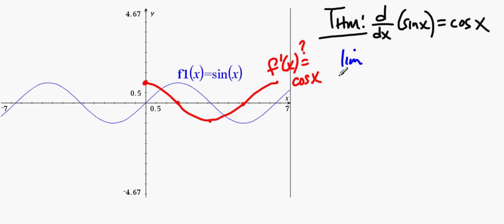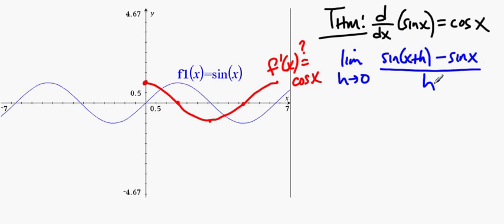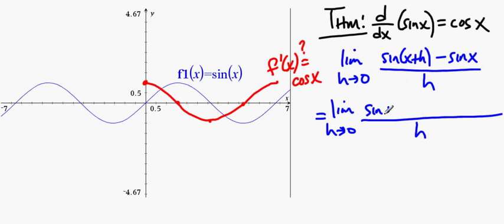We're going to take the limit as h approaches 0 of our function at x plus h minus our function at x all over h. And then somebody has to remember the formula for the sine of the sum of two angles. Oh man, you're going to go back to chapter 1 and you're going to look that up, and you're going to find that the sine of a plus b is sine a cosine b plus cosine a sine b.